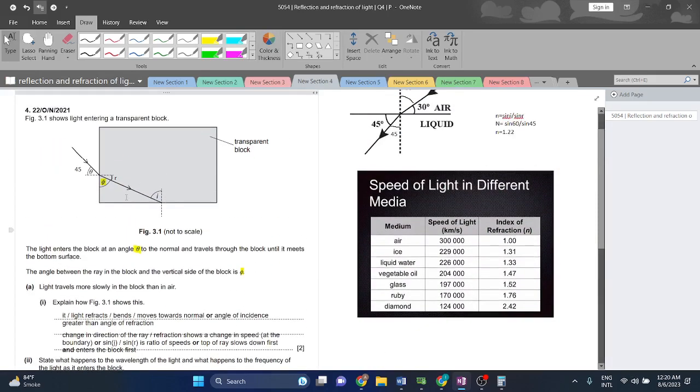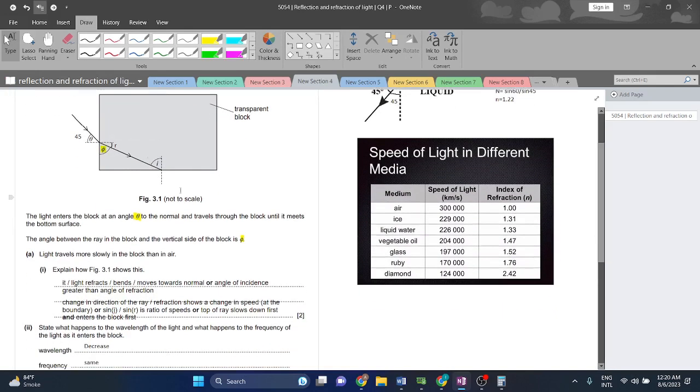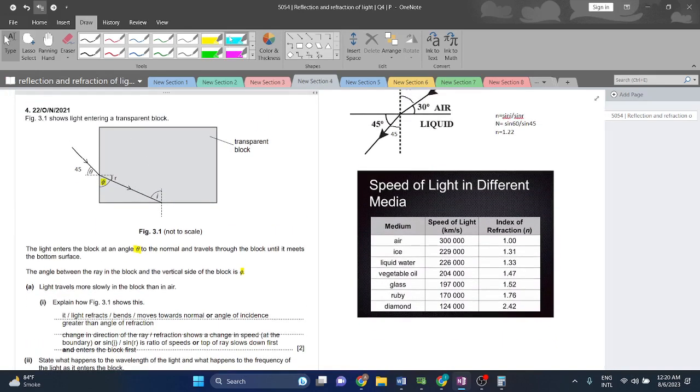अगर हम इस सिचुएशन में होते कि हमने इधर से निकालना था तो हमने ये वाला एंगल नीचे लेना था बिकॉज इट इज द एंगल विच इज इन द डेंसर मीडियम, और ये वाला एंगल जो बन रहा था वो हमने नीचे लेना है.